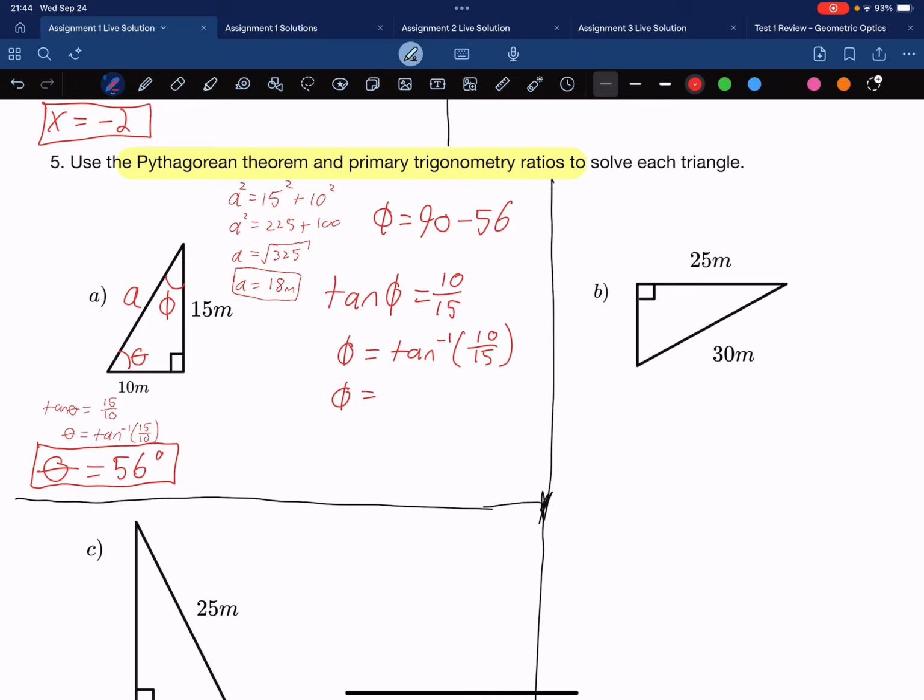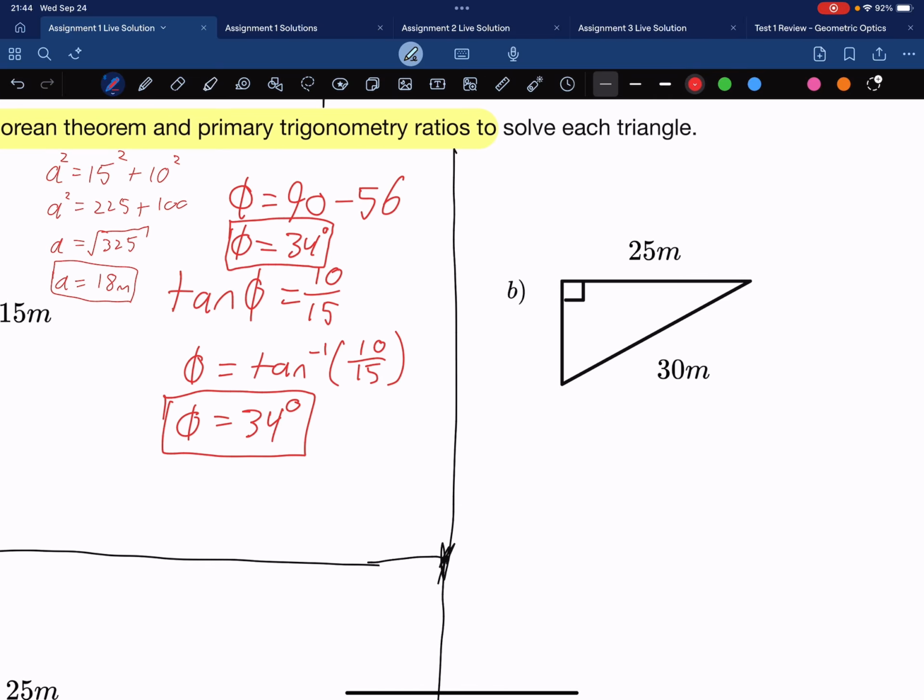Which will give us about 34, that rounds up to 34 degrees. Which, if you go ahead and do 90 minus 56, if you already did that, you would see that you would have gotten 34 as well. 34 degrees. Both ways work. So that is 5A done. 5B.